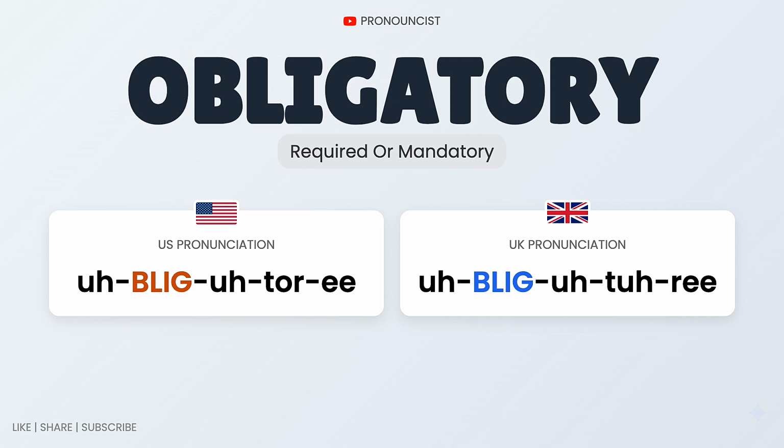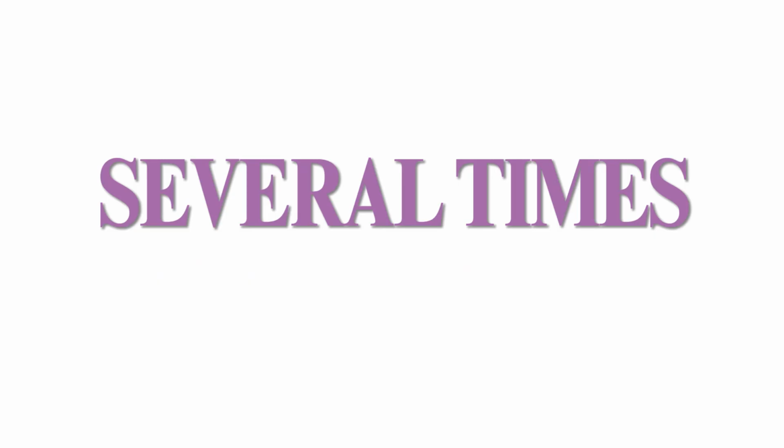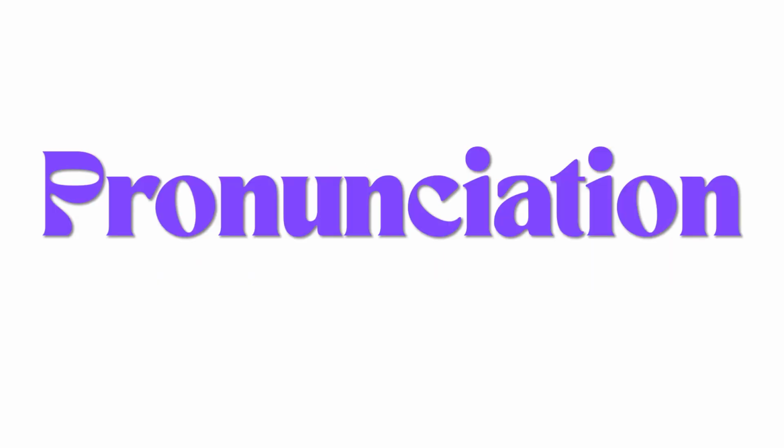T-ry. Practice repeatedly and you'll soon be able to say this word perfectly. The best way to practice is to repeat the syllable multiple times. The meaning of the word is required or mandatory. Try repeating this word several times to improve your pronunciation.